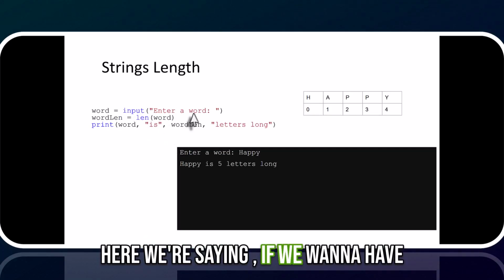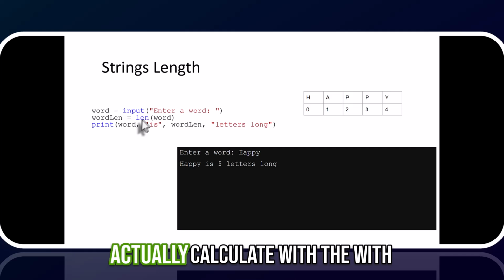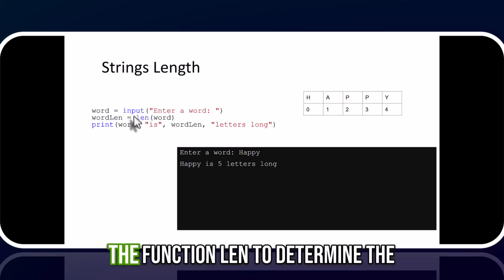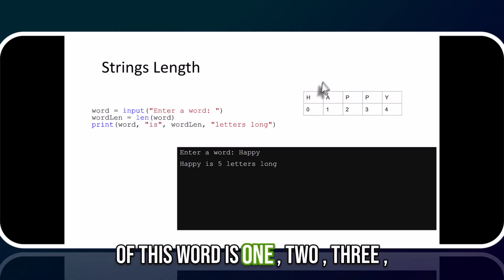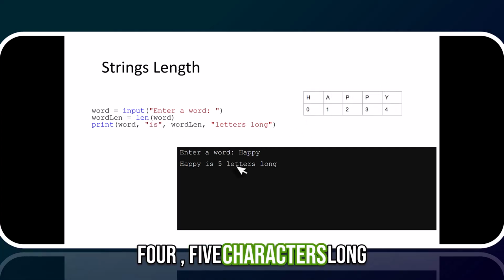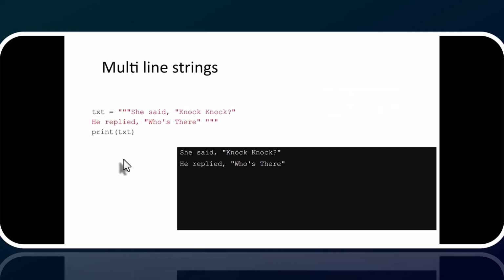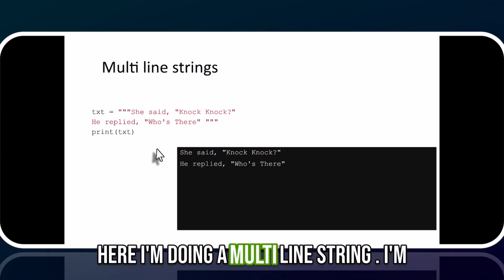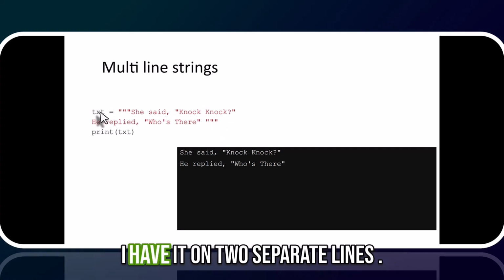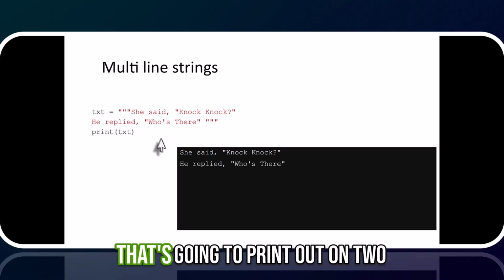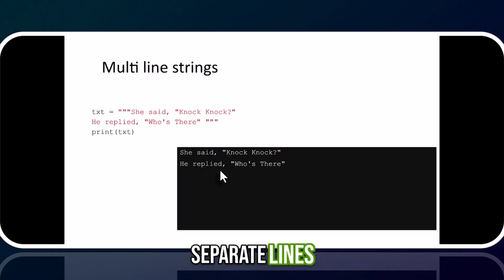Here we're saying if we want to have a person enter a word, we can actually calculate with the function len to determine the length of the word. So the length of this word is 1, 2, 3, 4, 5 characters long. Here I'm doing a multi-line string. I'm using 3 double quotes, and then I end it with 3 double quotes, and I have it on 2 separate lines. That's going to print out on 2 separate lines.